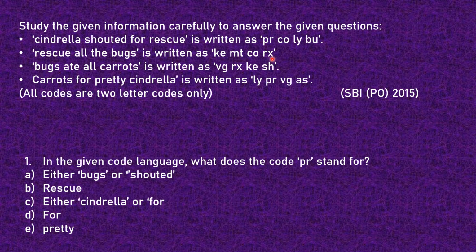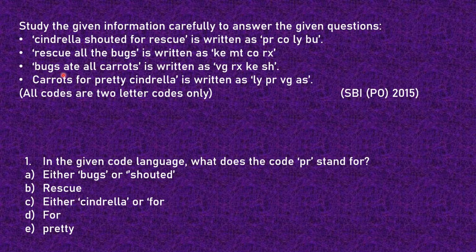So out of these four two-digit words, I should not call it words actually, out of these four two-digit codes, one of these represents rescue, one of these stands for all, one of these stands for the, and one of these stands for bugs. So basically we have to identify by comparing the equations which word has been coded using which two letters.